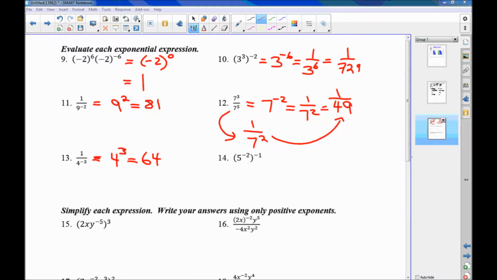16 times 4 is 64. And in our last one, we keep the base of 5. We do our power rule, so we times the two exponents together to make positive 2. And then 5 squared is 25.